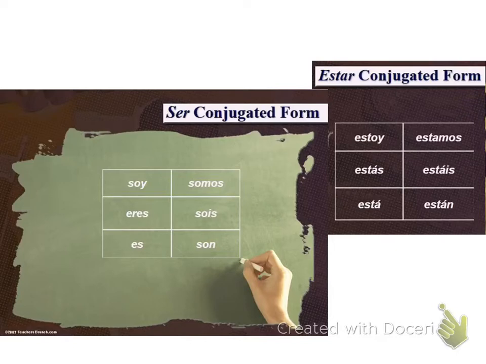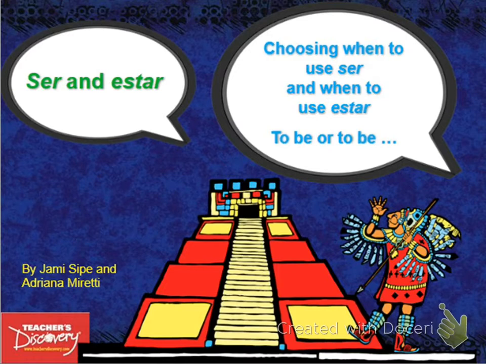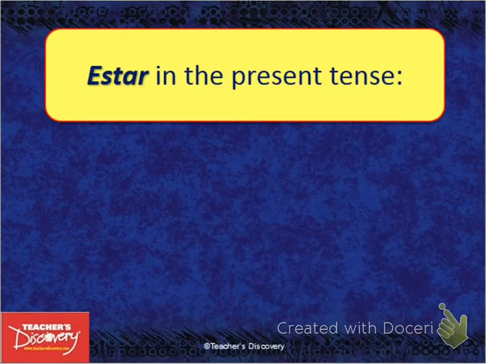We should already know the conjugated form of ser: soy, eres, es, somos, son. You should already know the conjugated form of estar: estoy, estás, está, estamos, están. Very clear accents on those A's. Okay. So we have to start choosing when to use one versus when to use the other, since they both mean to be. What is estar in the present tense?